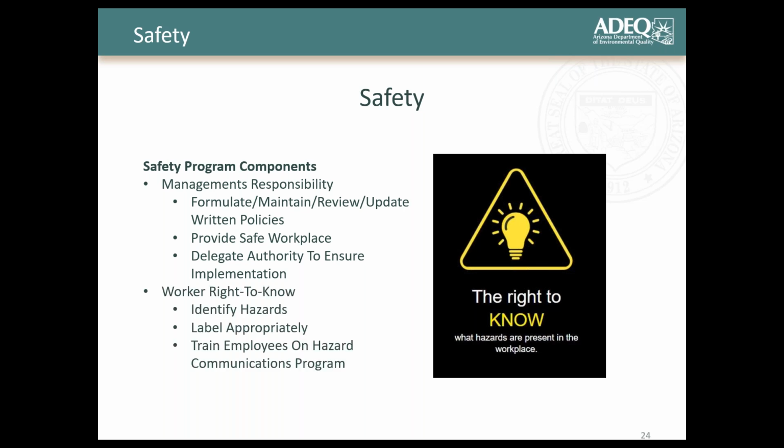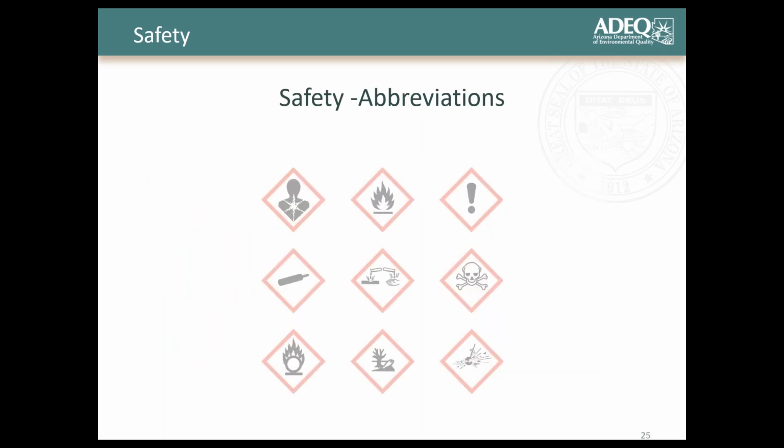Now, you as an employee have the right to know certain things, right? And there is a requirement to maintain this worker right to know. So the worker right to know should identify the hazards and label them appropriately, because workers have the right to know the potential hazards of their work site, and they need to be trained on hazard communications programs. So on that, we're going to go through and talk about a couple of safety abbreviations, a couple of items or meanings that you should know.